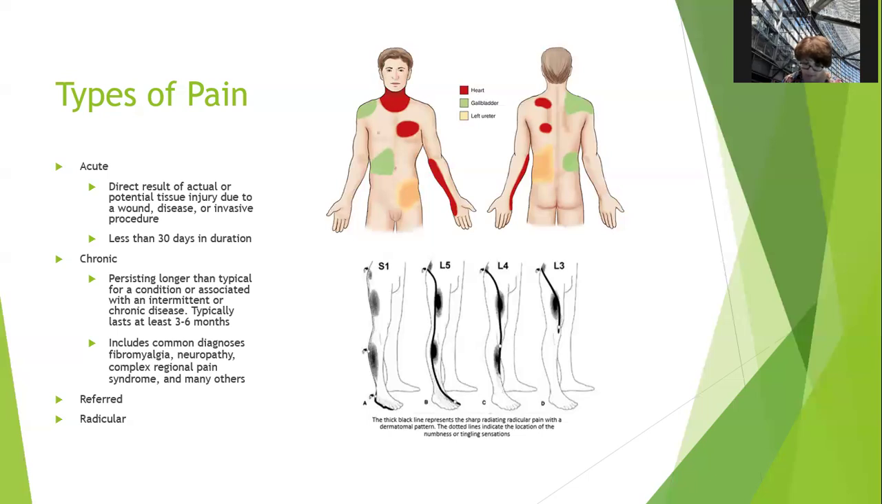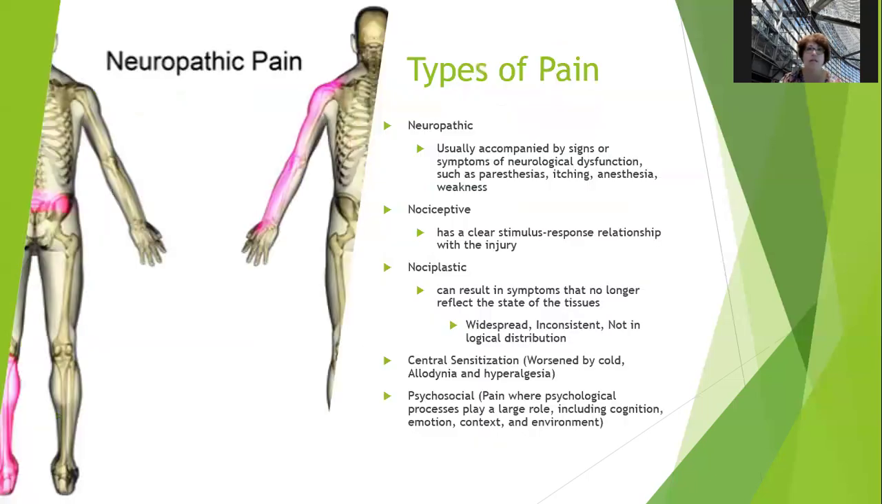Chronic pain can be a lot of different things to a lot of different people. So we'll deal with it a lot in the clinic. Types of pain that are abnormal pain. So there's normal pain. Pain has a normal biological function, but neuropathic pain is usually accompanied by signs or symptoms of neurological dysfunction, such as paresthesias, which is like tingly, twitching, itching, numb, weak areas. Those are abnormal neurological dysfunction.